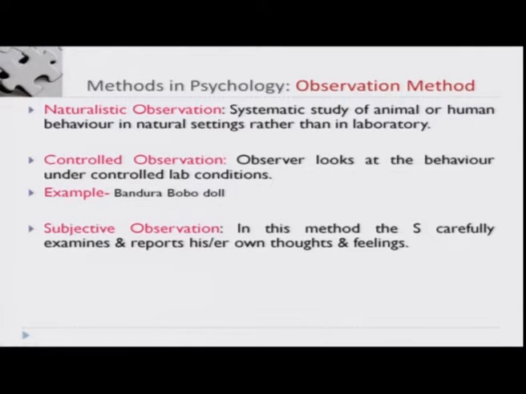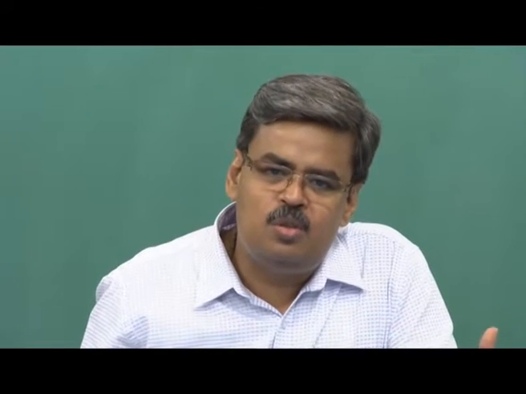The other format of the observation method is what is called naturalistic observation. As the nomenclature suggests, this is the systematic study of animal or human behavior in a natural setting. You cannot, say, bring an animal to the lab to understand the behavior of that animal in its natural habitat. You cannot disturb the habitat. So, the only option left is that you, as an observer, go to the naturalistic surroundings and then you make the observation.